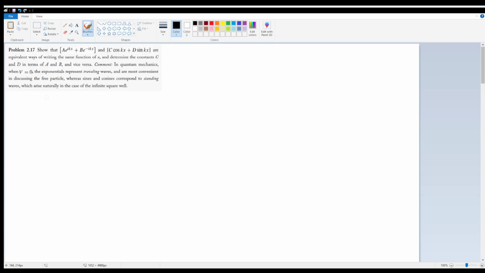The way that we convert between complex exponentials and trig functions is to use Euler's identity, so e^(ikx) is equal to cosine of kx plus i sine kx, and respectively e^(-ikx) is going to equal cosine of kx minus i sine kx.